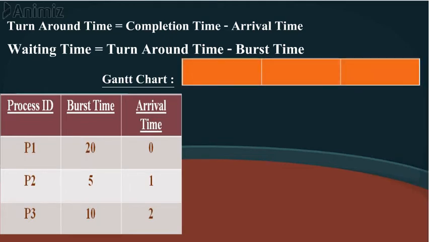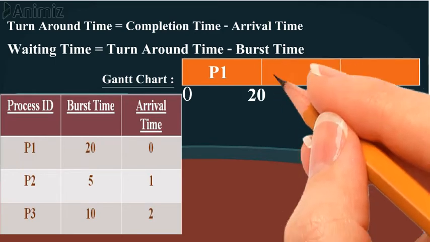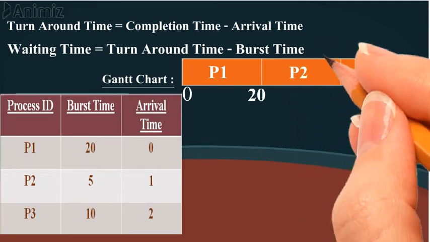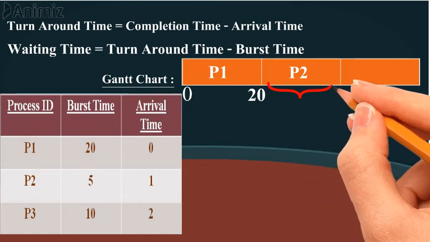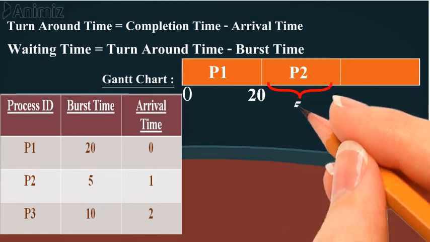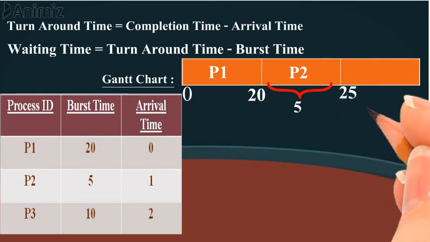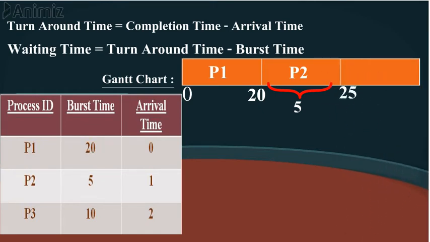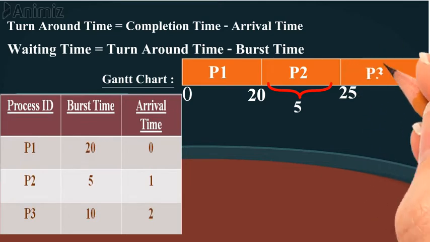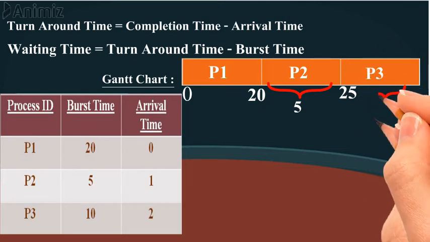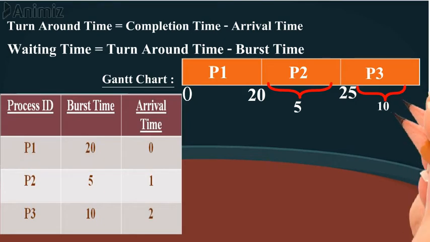At first, we have to allocate the process P1, which comes at 0th arrival time and executes for 20 milliseconds. Next, allocate the process P2, which will execute for 5 milliseconds. So the process P2 completes its execution at 25 milliseconds. And at last, allocate the process P3 with burst time of 10 milliseconds. So the process P3 will complete its execution by 35 milliseconds.